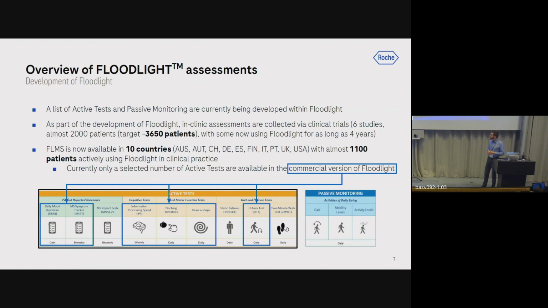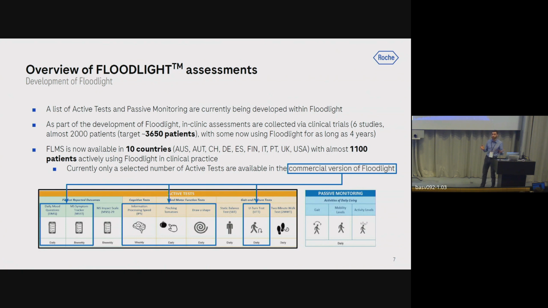Where are we today? Well, we're developing active and passive monitoring tests. It's deployed in several of our clinical trials at Roche, but also in collaboration with other companies. So we have approximately 2,000 patients, with some of these patients followed for more than 4 years. That's quite unique in the digital health space. And we're targeting to have more than 3,600 patients.